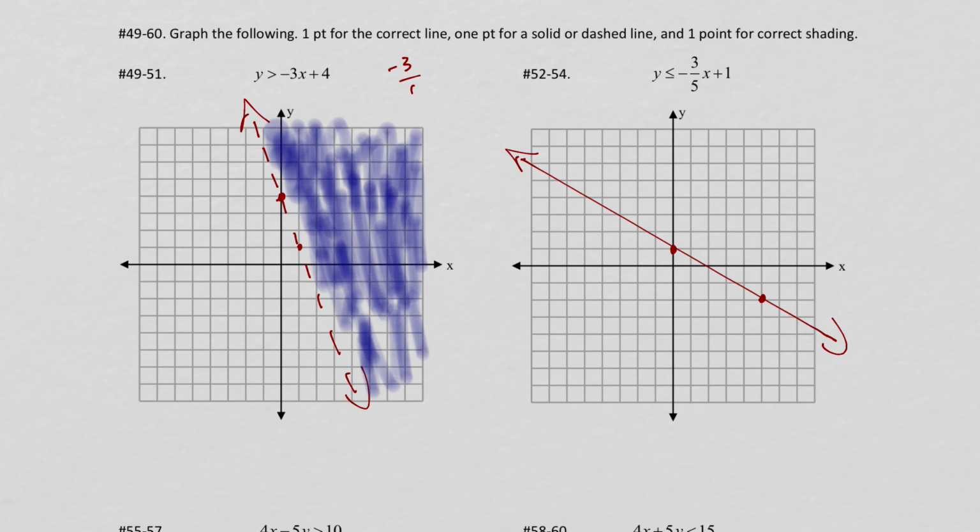Now, the only variable on the left of this is the y, so we got to think up, down. This is a positive y, and it's less than, so I'm shading on the lower side of this. So I'm shading down here.